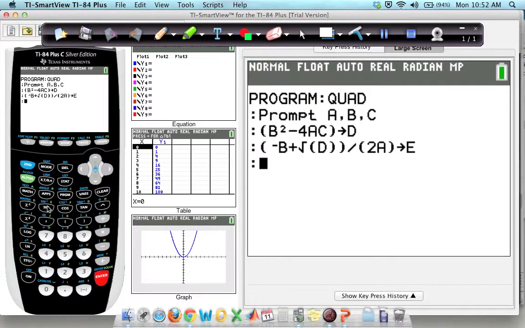So negative B plus square root of D divided by 2A, store that as E. Hit enter. And I'm going to do the same thing except instead of a plus square root, I'm going to do a minus square root. So negative B minus the square root of D, end your parentheses, divided by 2A, and now we're going to store this one as F.